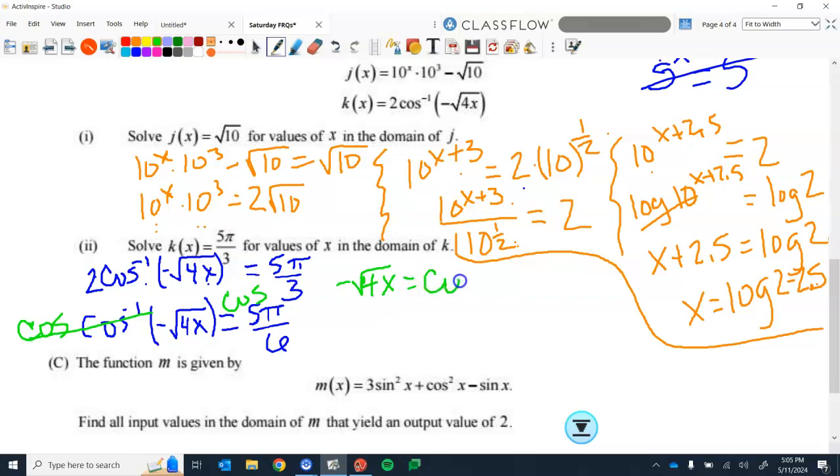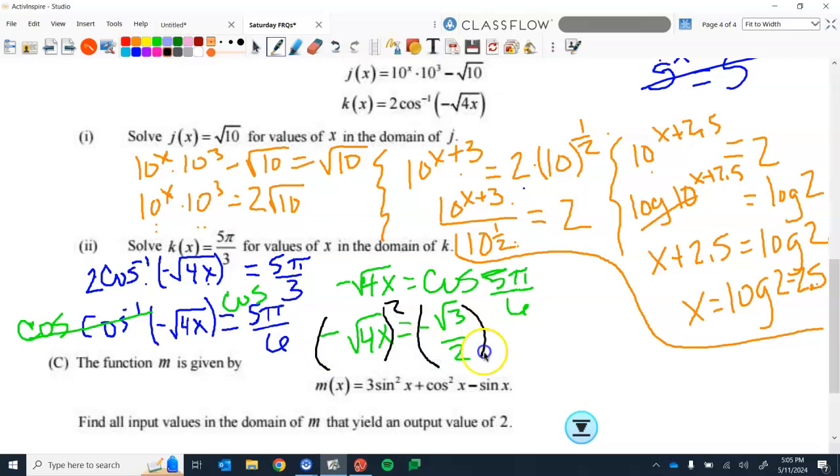equals cosine of 5 pi sixths. All right, so then negative square root of 4x is equal to negative square root of 3 over 2. Then, to get rid of the square root, I'm going to square both sides. Okay, when I square both sides, they become positive, or I could have knocked the negative out by now anyway, either way.